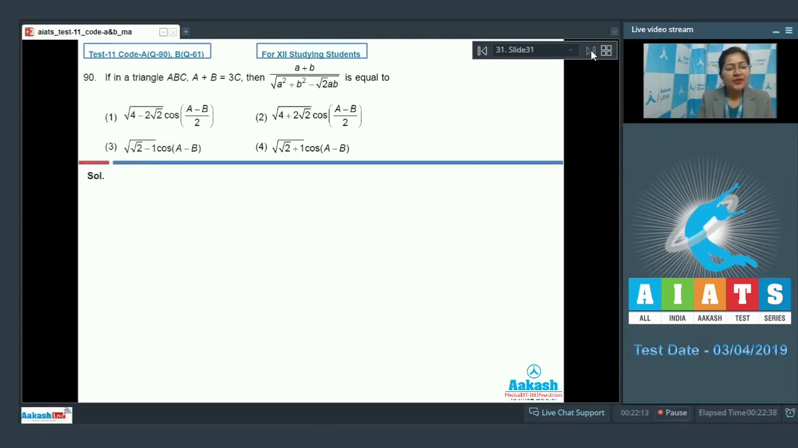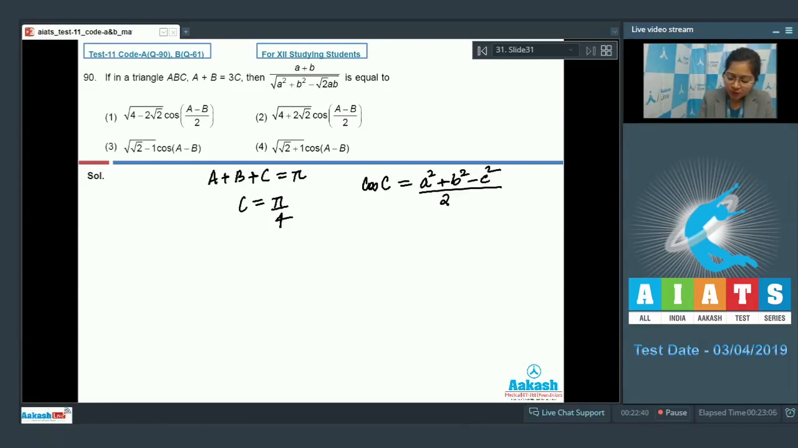Next is question number 90, which says that if in a triangle ABC, a plus b is equal to 3c, then (a plus b) upon under root of (a square plus b square minus root 2ab) is equal to. Now in a triangle we know that A plus B plus C is equal to pi. So from here we can find that the value of angle C is pi by 4. Now by cosine rule, cos C is equal to (a square plus b square minus c square) upon 2ab, which will be equal to 1 by root 2. That is, a square plus b square minus c square is equal to root 2 ab.